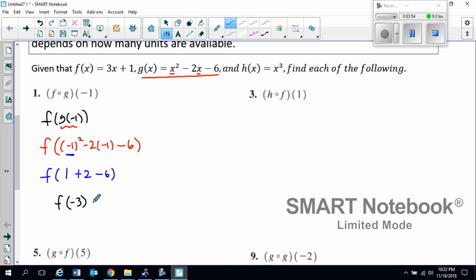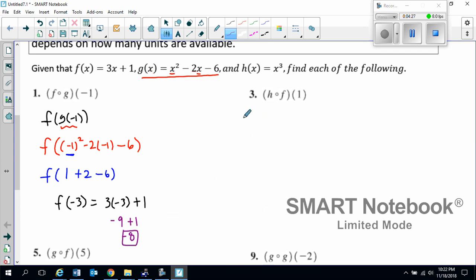Now I'm not done solving it though, because I just did the first part. I plugged in g of -1, figured out what that result would give me, and now it's time to take that result and plug it into the f function. So that's going to give me 3 times -3. Then I have a +1. So 3 times -3 is -9, plus 1 is -8. And so that's my answer. If you want to, you can pause it and try these others.